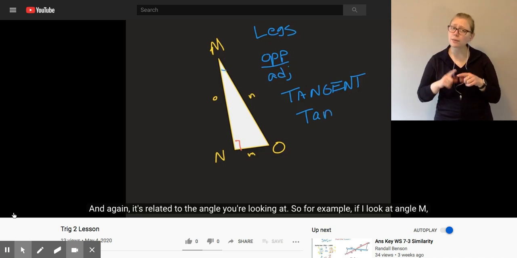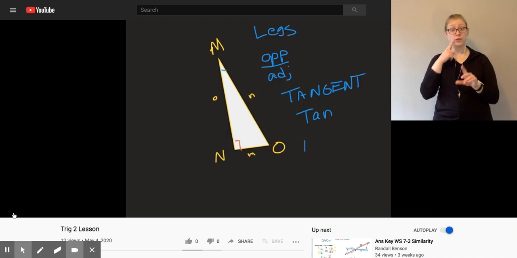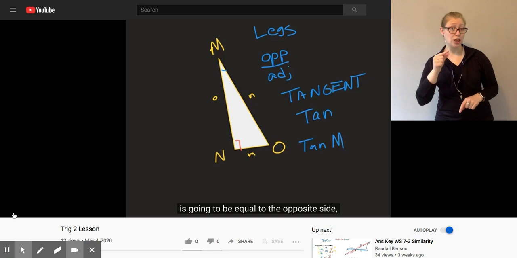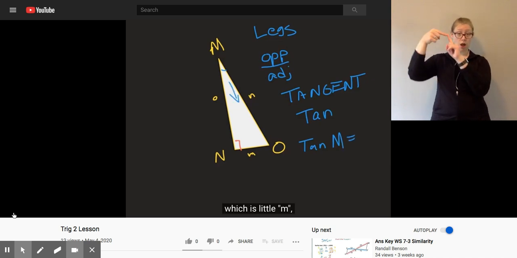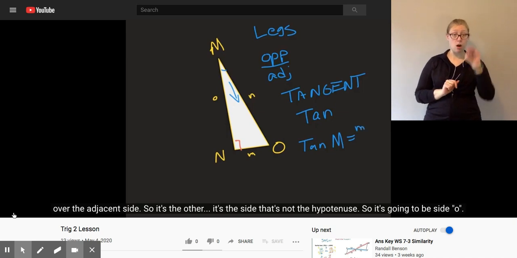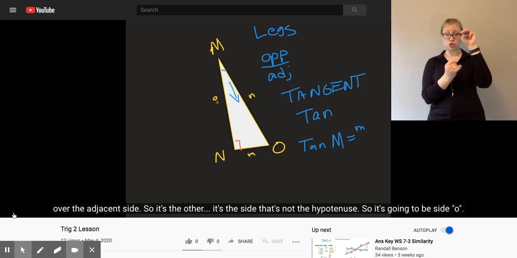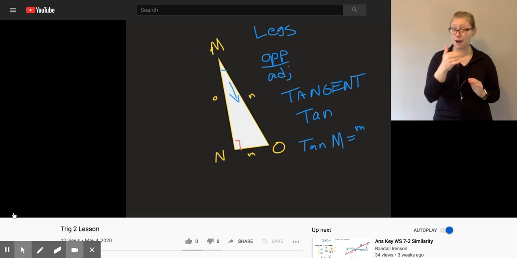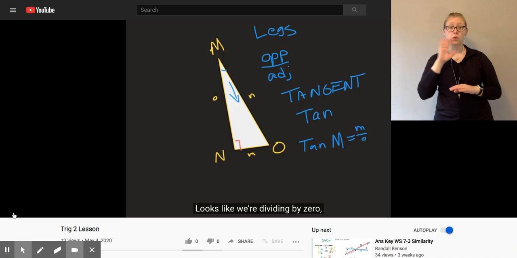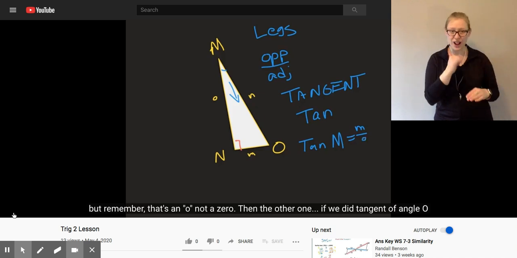So for example, if I look at angle M, the tangent of M is going to be equal to the opposite side, which is little m, over the adjacent side. So it's the side that's not the hypotenuse. So it's going to be side O. So this would be m over O. Looks like we're dividing by 0, but remember that's an O, not a 0.